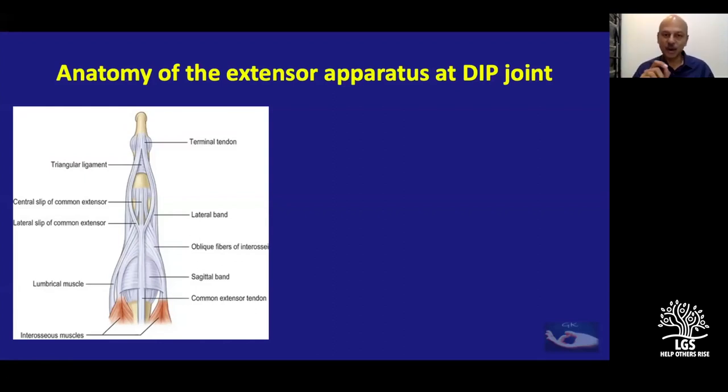However, it is not so simple because we have the attachment of the lumbricals and the interossei on both sides to the lateral slips. Here you can see the lumbrical muscle and this side you have the interossei. They are attaching also. So actually the muscle that extends the distal interphalangeal joint is the intrinsic muscle.